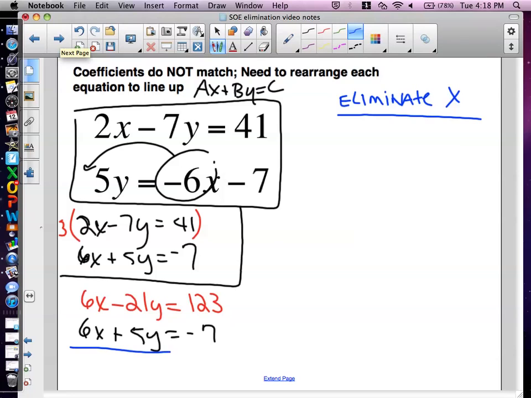If I subtract the second equation from the first equation, or I could take the second equation and multiply each term by -1, you can do that if you want to. And subtracting my columns, the x variable is eliminated, and I'm left with -26y equaling 130. So I can see that y equals -5.